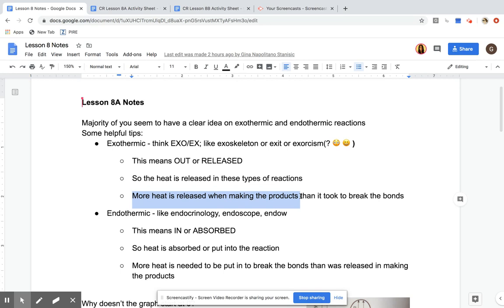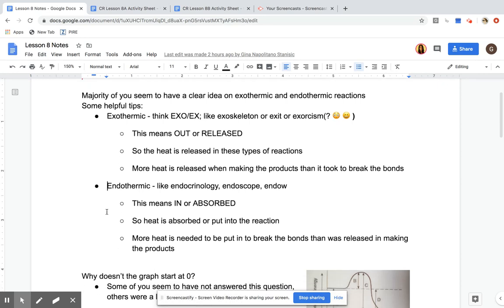And as far as how we would observe this, it is a reaction that would feel hot to us because the energy from the reaction will be coming out and going into our hand. So out of the reaction into whatever's near it, our hand, then we would feel that as hot.